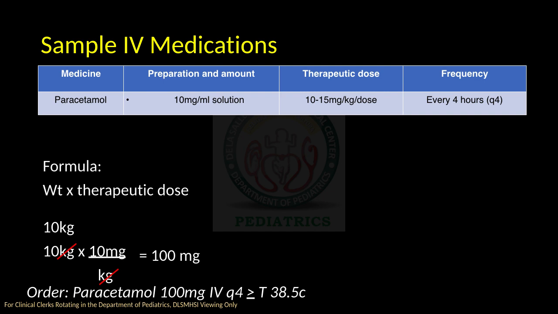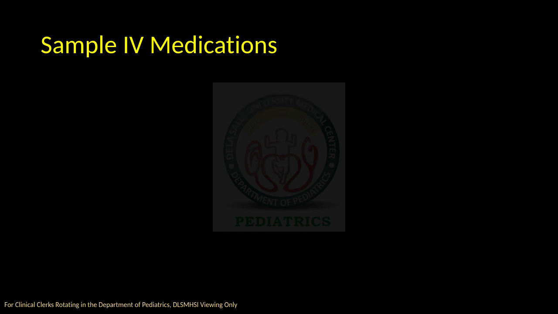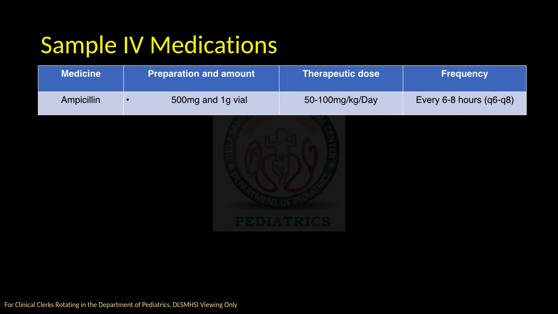How to check if your dose is right? So 100 milligram divided by the weight, and you will get a value of 10 mg per kilogram, which is within the therapeutic dose of paracetamol. Another example of intravenous medication is ampicillin, with a therapeutic dose of 50 to 100 mg per kilogram per day, and it should be given every 6 to 8 hours.